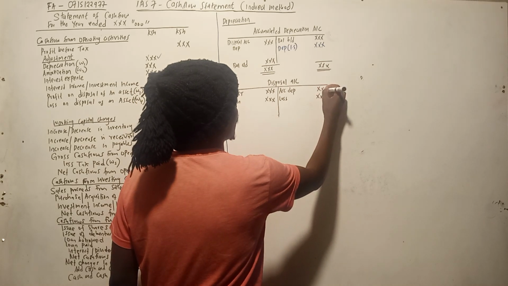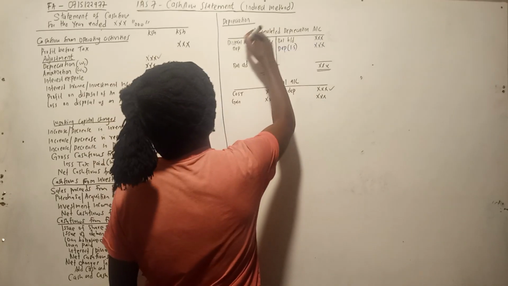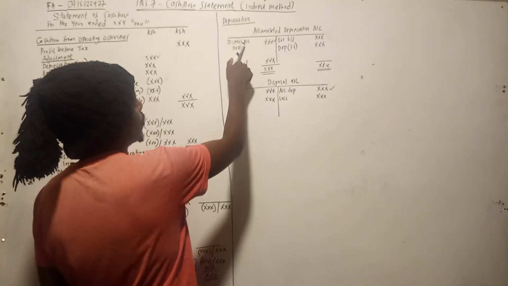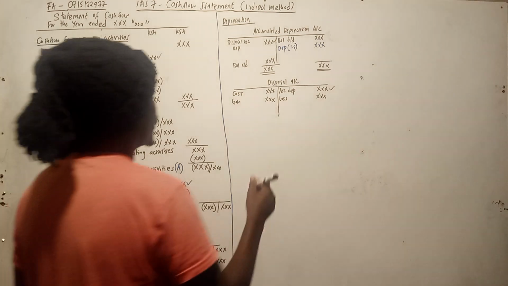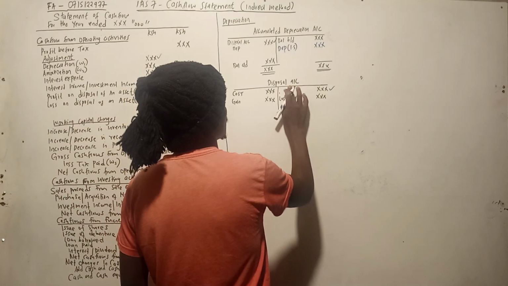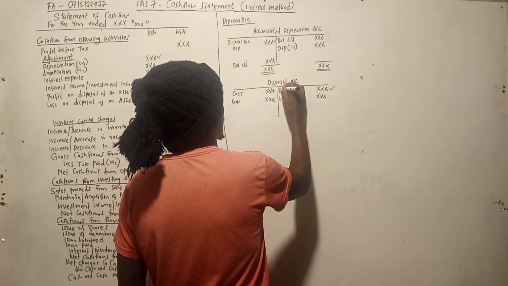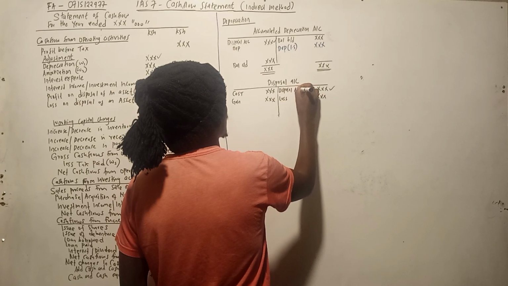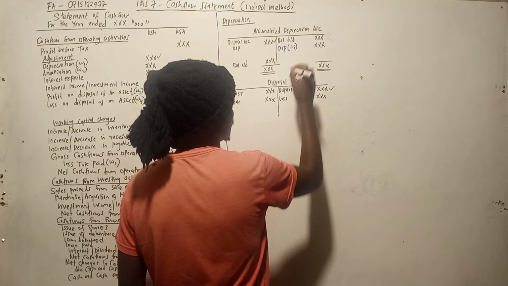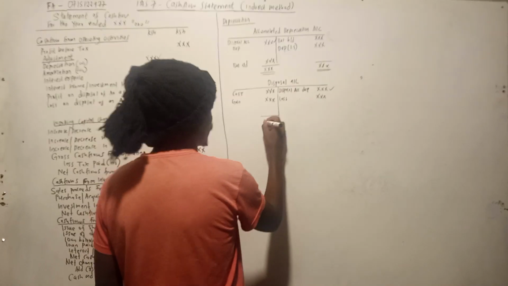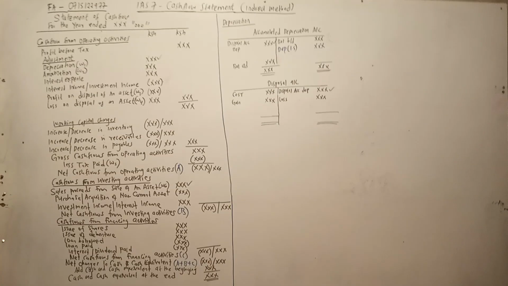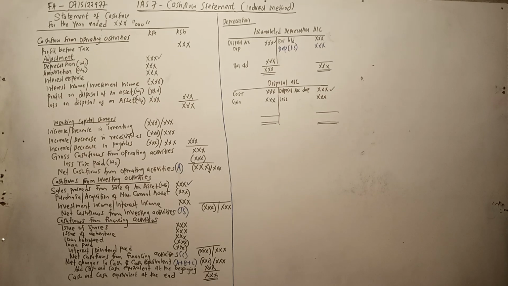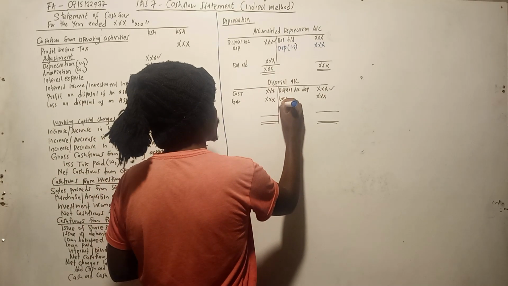Remember, this accumulated depreciation and this accumulated depreciation are the same. They are the same. So remember the accumulated depreciation of the disposal, or let me write the word disposal. Disposal accumulated depreciation will be the same. Now we can balance this account, and you get the sales proceed. So once you balance this account, you shall get the sales proceed.